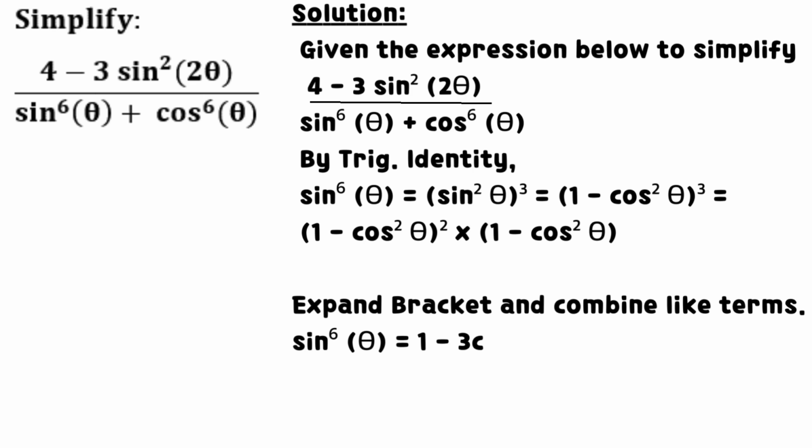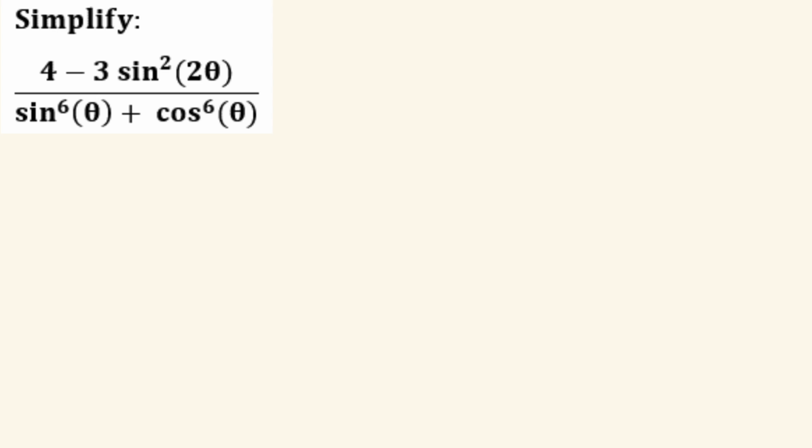By trigonometric identity, sine theta to the power of 6 equals the product of the square of 1 minus the square of cosine theta and 1 minus cosine theta. Expand the bracket and combine like terms. Sine theta to the power of 6 equals 1 minus 3 times the square of cosine theta plus cosine theta to the power of 4 minus cosine theta to the power of 6.